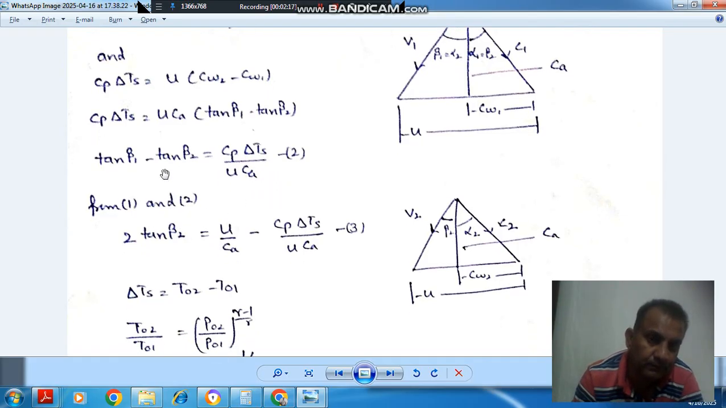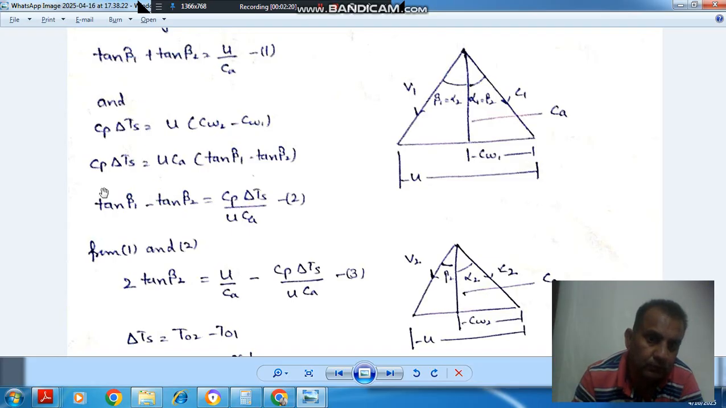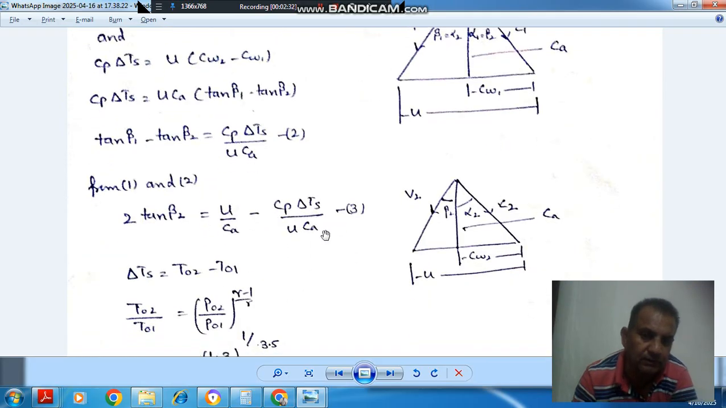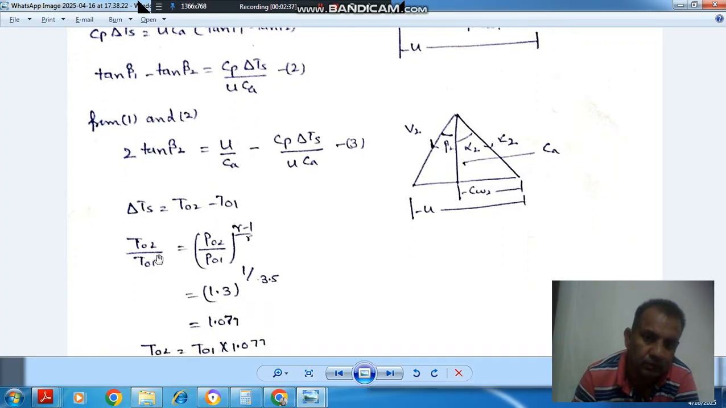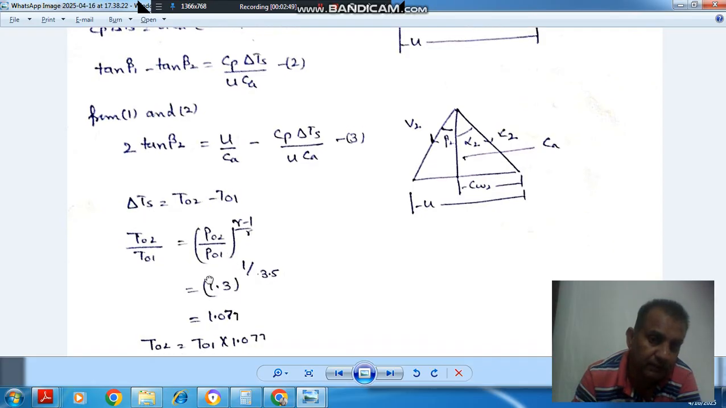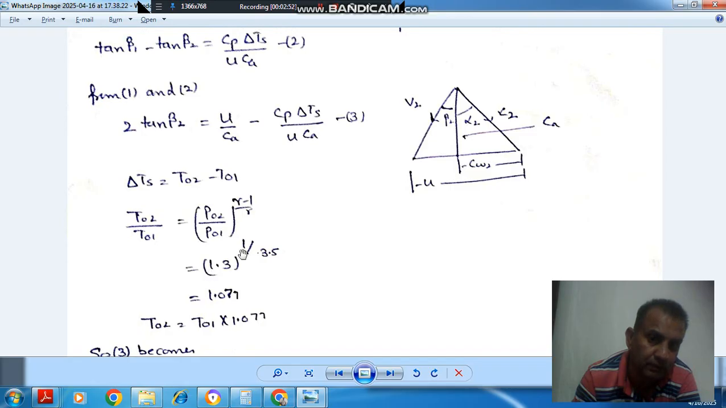Now from 1 and 2, if we subtract these two, tangent beta 2 will be equal to U by Ca minus Cp delta Ts divided by U Ca, divided by 2. So this is equation number 3. And delta Ts is equal to T02 minus T01. The overall pressure ratio is given as 1.3, so P02 by P01 is 1.3, and using the isentropic relation we can find T02 by T01, that is 1.3 to the power 1 by 3.5, because gamma is 1.4.